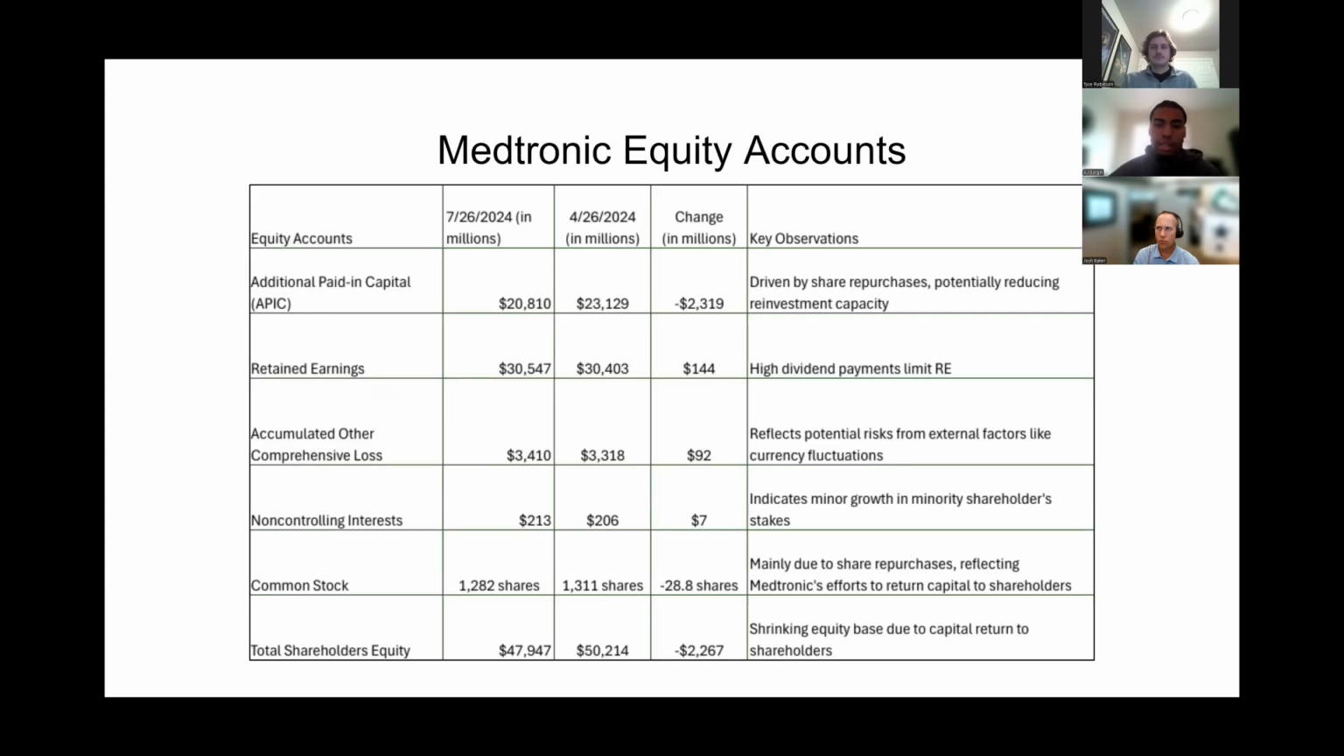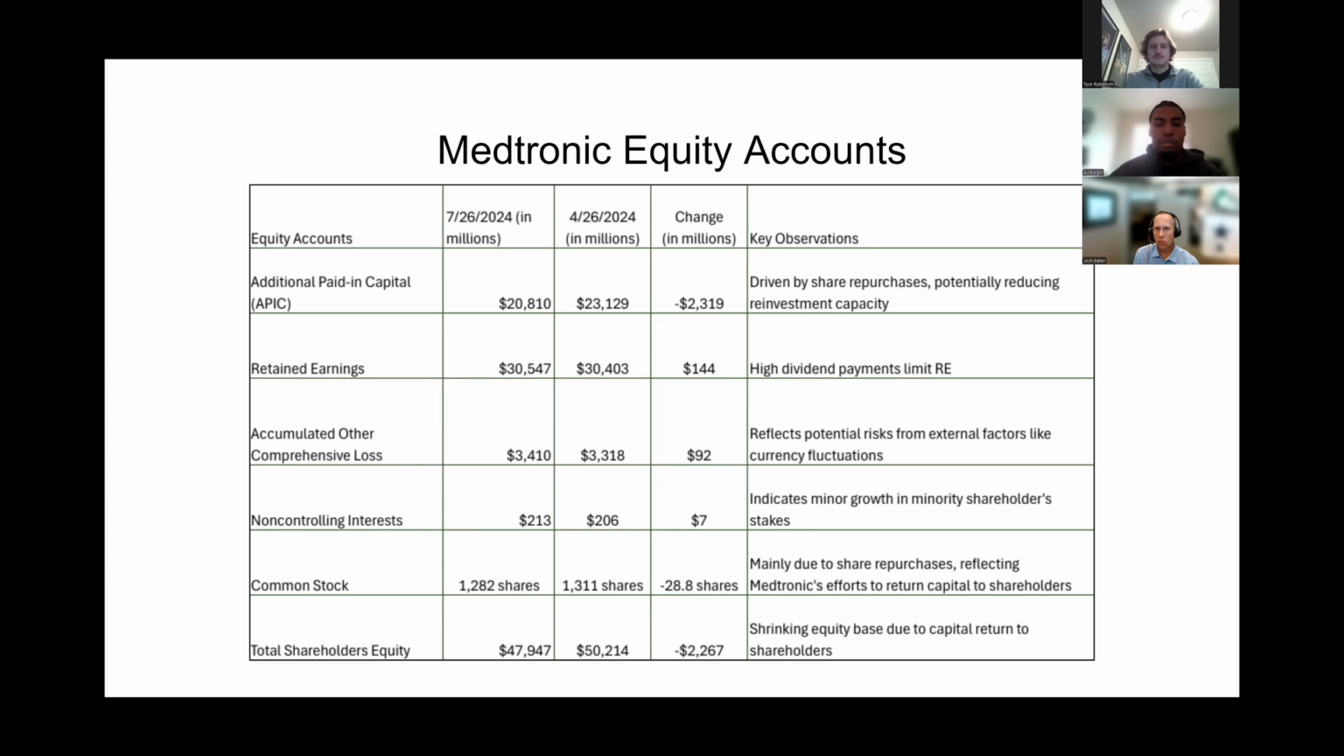So, equity accounts. First up, Medtronic. The most recent equity account changes revealed a strong focus on returning capital to shareholders. Additional paid-in capital dropped by about $2.3 billion due to significant share repurchases, and this signals shareholder returns, but also limits the company's ability to reinvest in growth in the near term.